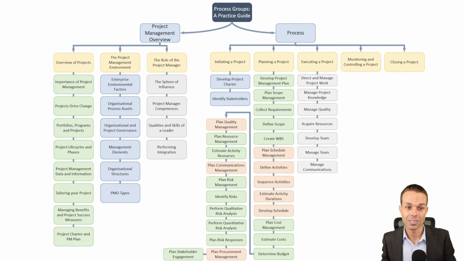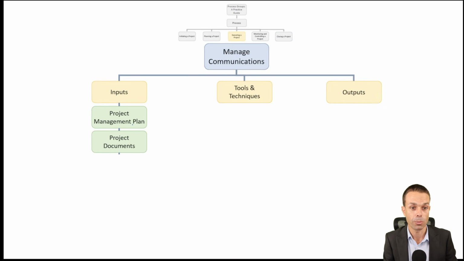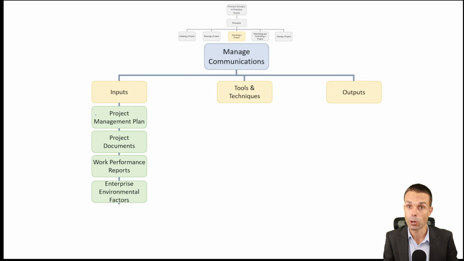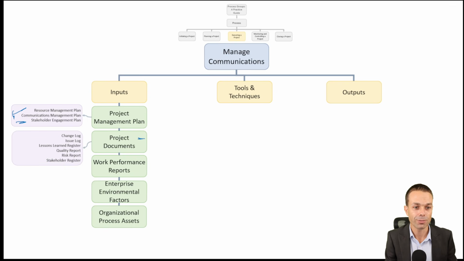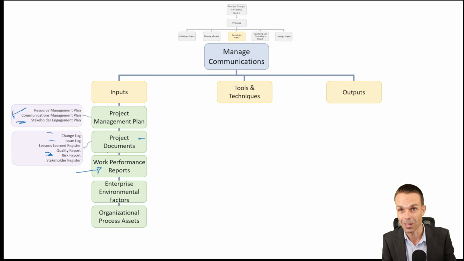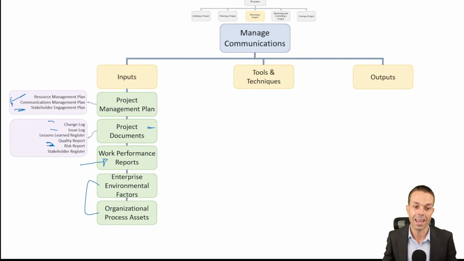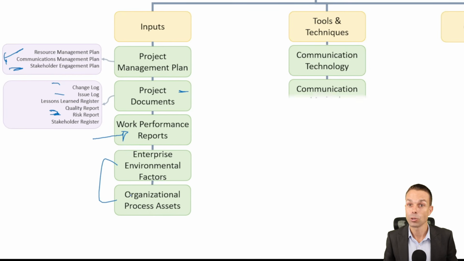Managing communications on our project as we execute our project will include needing our project management plan for our communications process, project documents for issues or changes, quality report, risk report for risks, work performance reports. How is our project going? We'll need to communicate that to our stakeholders. EEFs and OPAs. Tools and techniques.